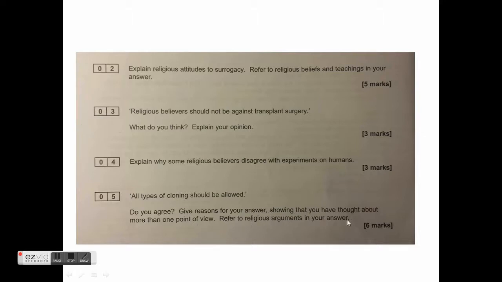Show that you thought about more than one point of view, and refer to religious arguments in your answer. So remember, if I've talked to you about this before, you'll have heard me rambling on that what you should do, I think, is always agree with that at the first bit. Always say, yeah, I agree, all types of cloning should be allowed, and say some reasons why it should be, and then put some religious teachings in if you can. And then halfway through your answer, when you've run out of ideas and you've got a couple down, just say, however, other people think that it shouldn't be allowed, and then just say why some types of cloning might not be allowed. And you should be able to get 6 marks on that, because it's not exactly rocket science.